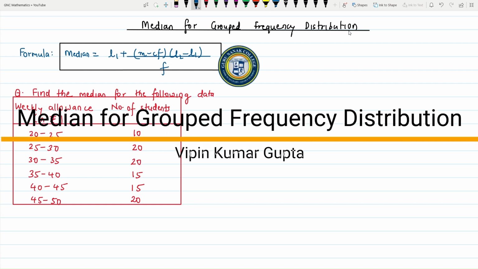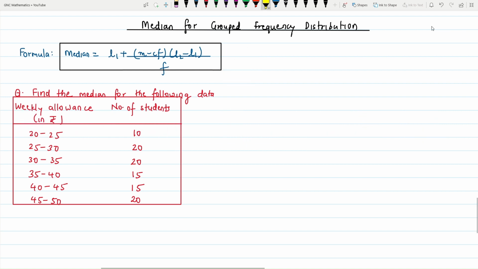In this video, we are going to learn how to calculate the median for grouped frequency distribution and also to interpret it. Over here, we have the formula to calculate median, that is L1 plus (M minus CF) times (L2 minus L1) divided by F. And we have a question which is given to us.